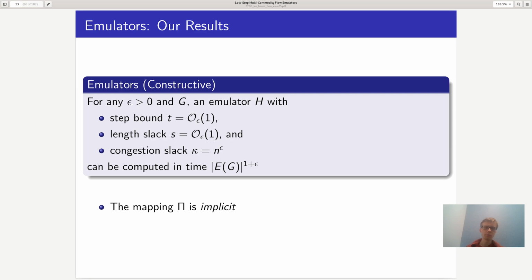The flow mapping, the mapping pi of edges in the graph to paths in the original graph, is implicit then. So it has the same implicit structure as the implicit flow representations we have in the end. In fact, the implicit flow representations we output just consist of the emulator and an explicit flow on top of the emulator. We also give an existential result for emulators that is a tighter trade-off.